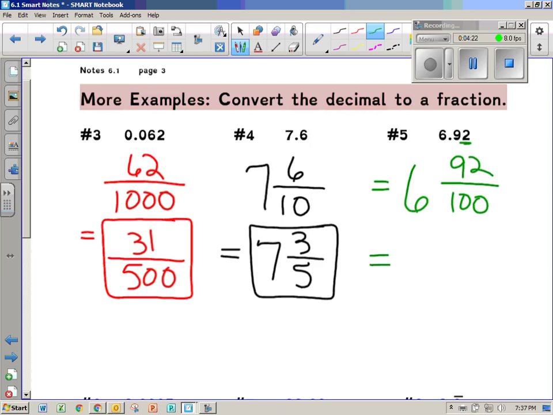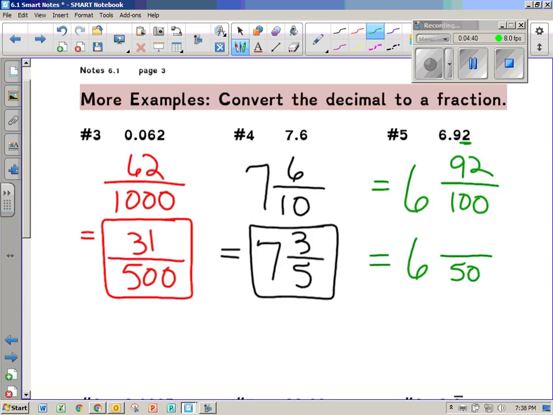92 and 100 are actually both divisible by 4, but if you don't recognize that and you first just want to start by dividing by 2, of course you can. If I divide 100 by 2, I would get 50.